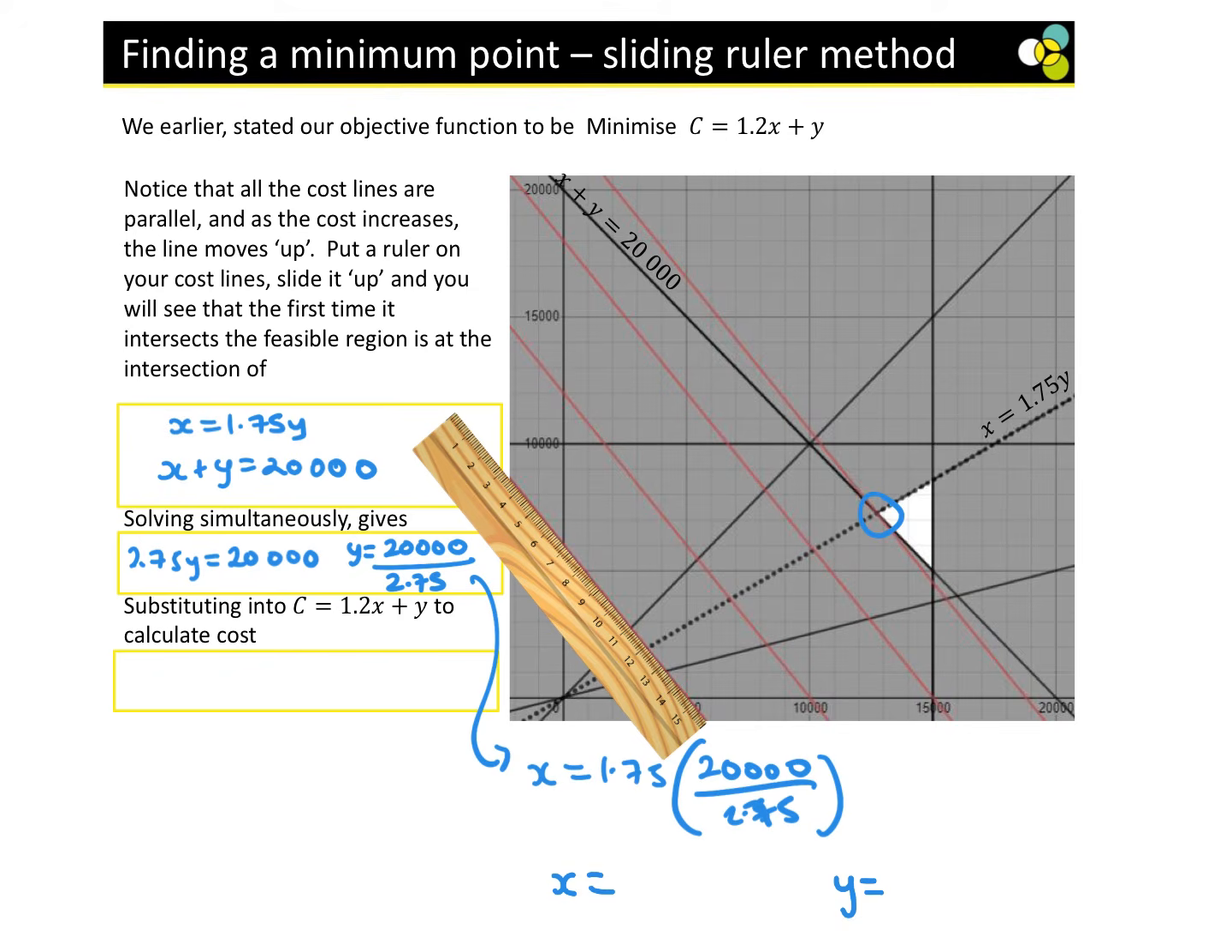Okay, so x is 140,000 divided by 11, and y is 80,000 divided by 11. Now once we find out x and y, we're going to substitute this into our maximisation or minimisation, yeah? Okay, so remember, we're going to substitute this into C to find out the cost.